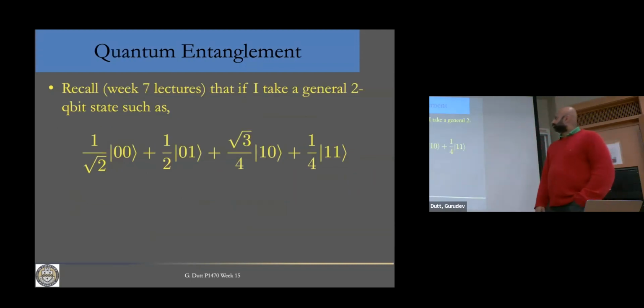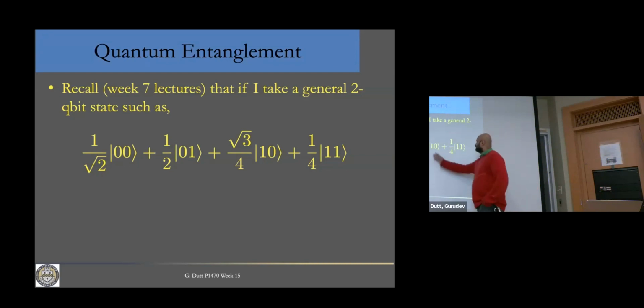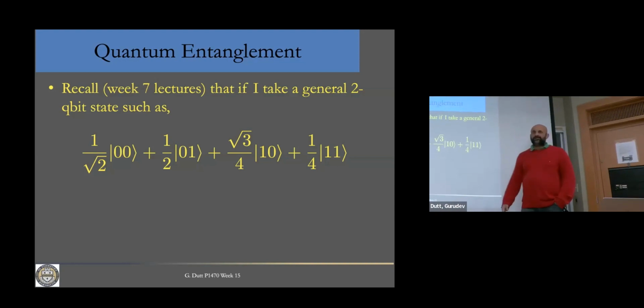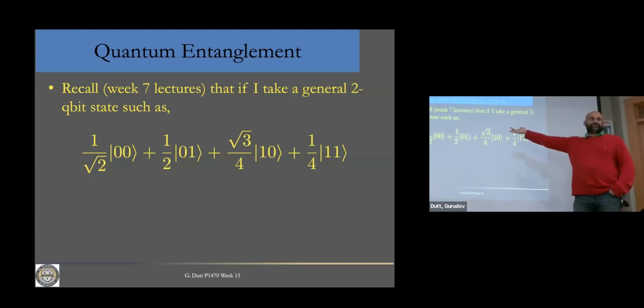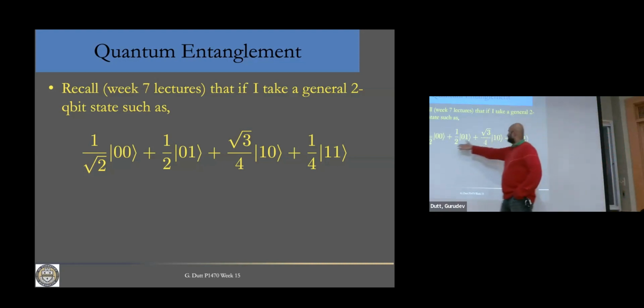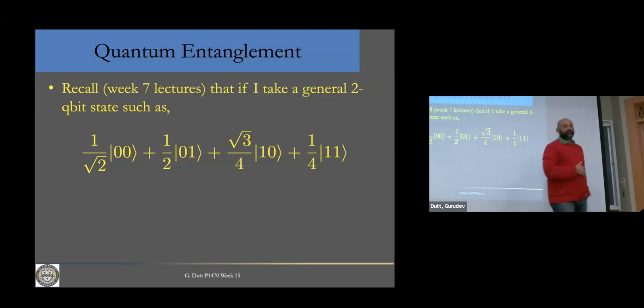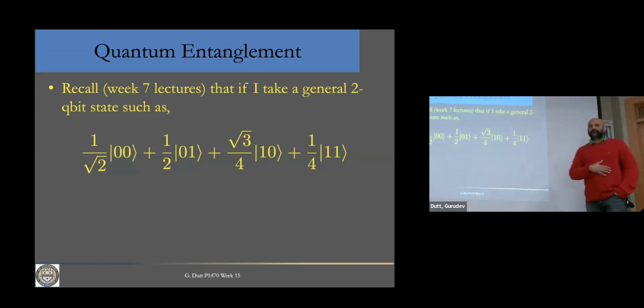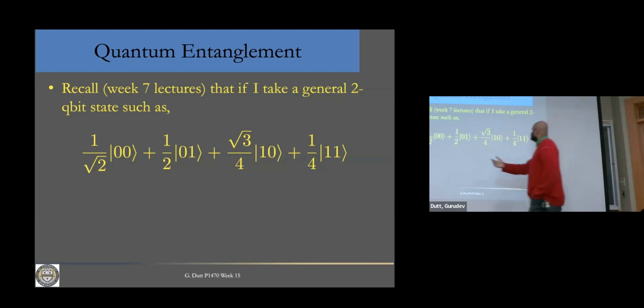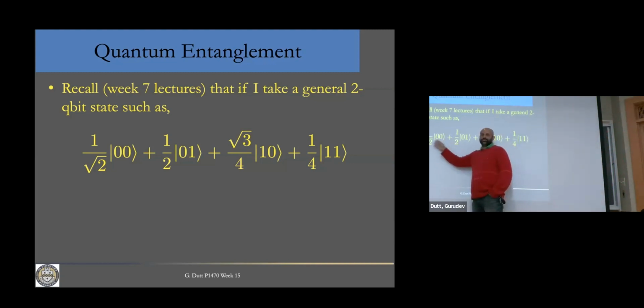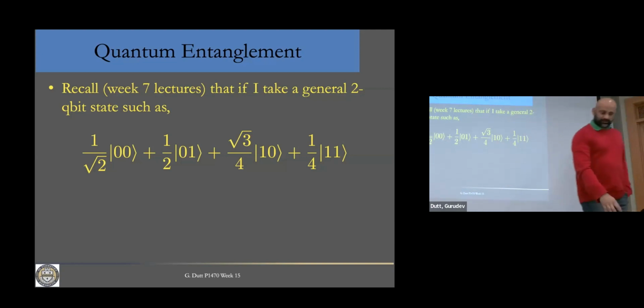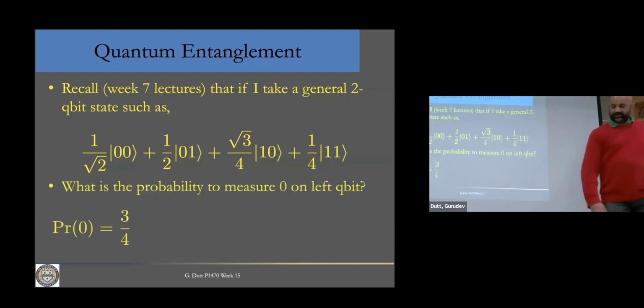Okay. Again, this is back from, say, week 7, that if I take some general 2-qubit state such as this, 1 over root 2 00 plus 01 plus blah 10 plus 11. Now let's say I ask you what's the probability to measure 0? How would I go about finding it? Can anyone tell me what's the probability of measuring 0 on the left qubit? Yes. You square the amplitudes. Exactly. So I square the amplitudes of the first 2 terms because those are the only 2 in which the left qubit is 0. So that probability is 3/4.